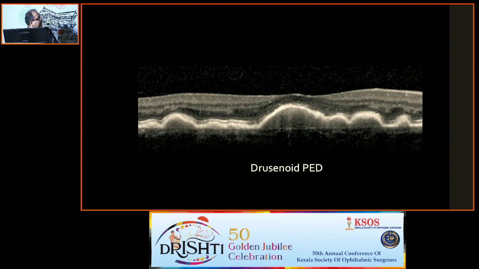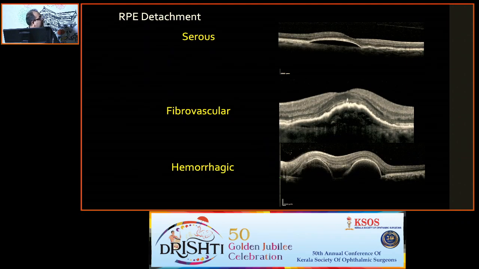When they clump together, they are labeled as drusenoid PED, and these are said to be precursors of wet AMD. When you see a drusenoid PED, the chances of progression are slightly higher than with isolated drusen. Now, PEDs, that is pigment epithelial detachments, can be of various types. It can be serous, fibrovascular, or hemorrhagic, which can be seen in the photographs in the front.